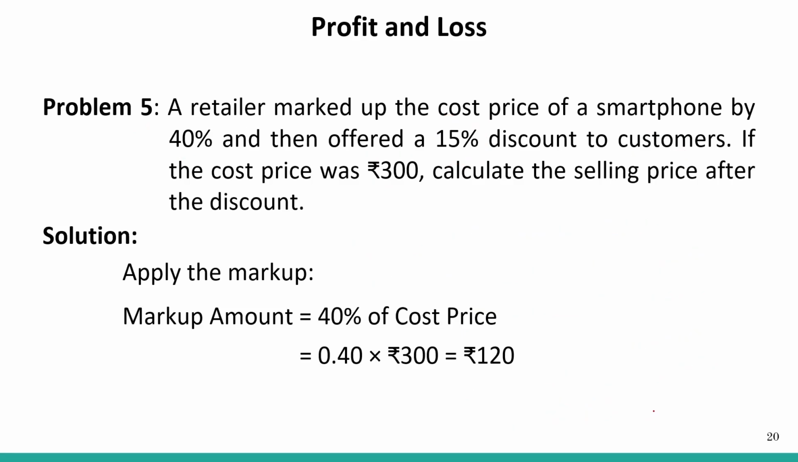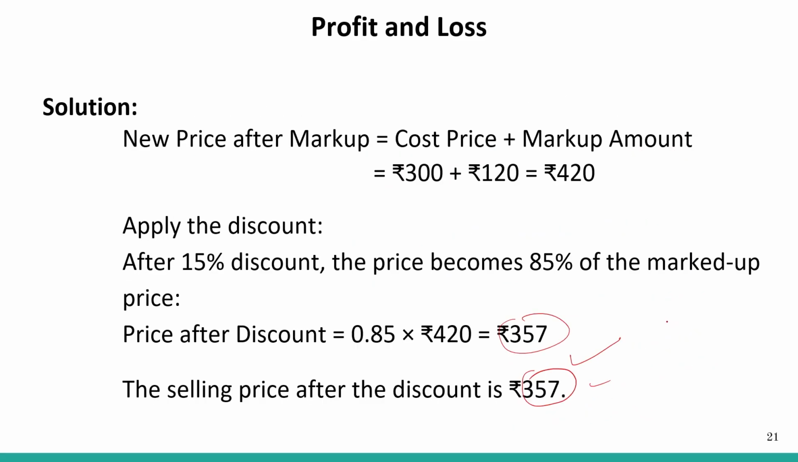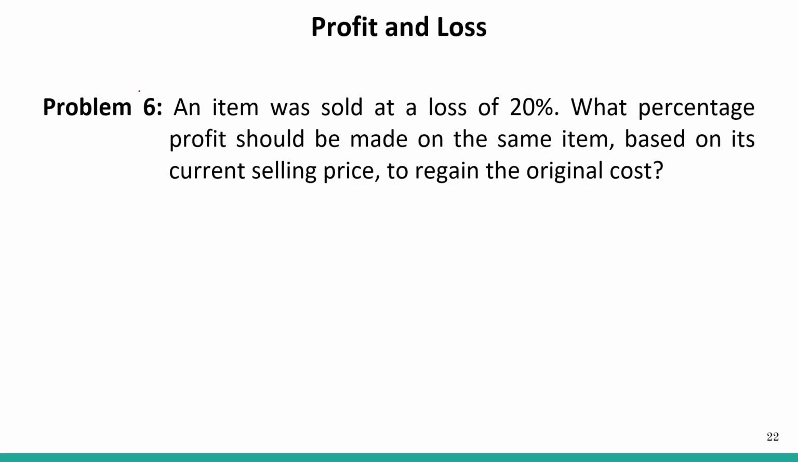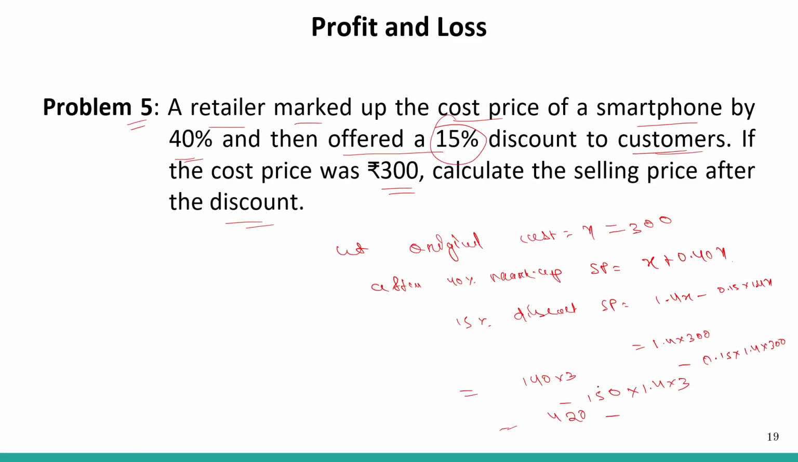So this will be 357. Okay, so let's see. There will be a plus right here because this is a 15% discount, right? So it will be minus. Okay, so correct.